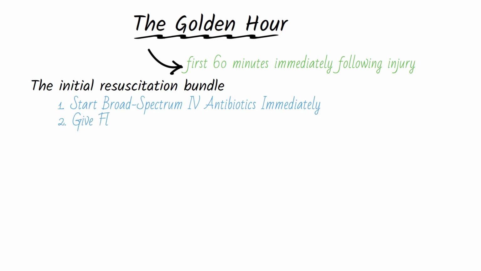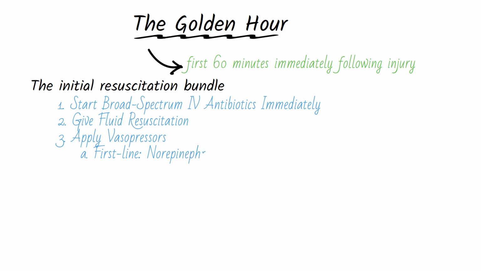Give fluid resuscitation for patients with hypotension or a lactate level above or equal to 4 millimoles per liter. Give a rapid initial bolus of balanced crystalloids like Ringer's lactate or normal saline. Apply vasopressors. If the patient remains hypotensive despite adequate fluid resuscitation, start vasopressors immediately to maintain a mean arterial pressure of above or equal to 65 mmHg.